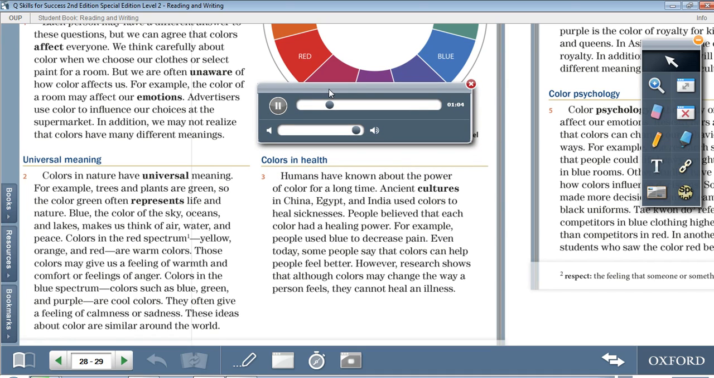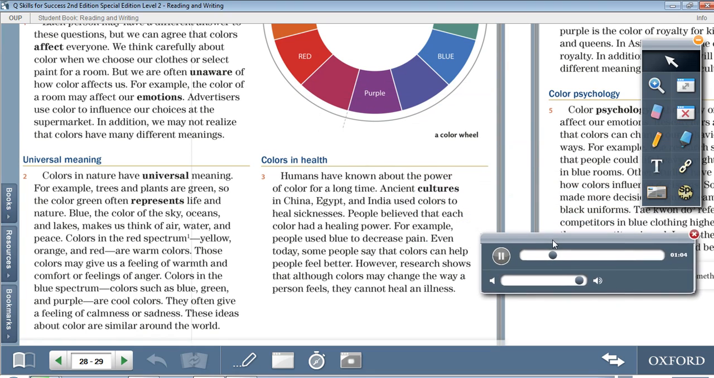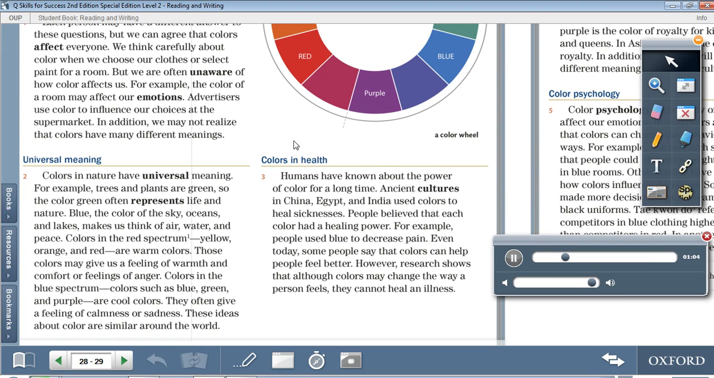Universal meaning. Colors in nature have universal meaning. For example, trees and plants are green, so the color green often represents life and nature. Blue, the color of the sky, oceans, and lakes, makes us think of air, water, and peace. Colors in the red spectrum, yellow, orange, and red, are warm colors. Those colors may give us a feeling of warmth and comfort, or feelings of anger.